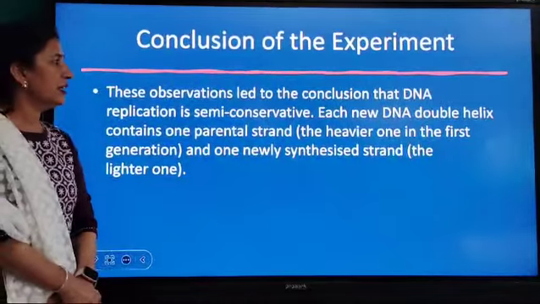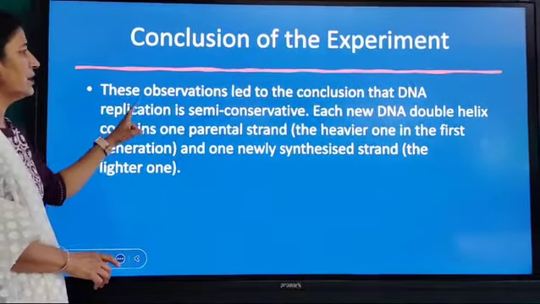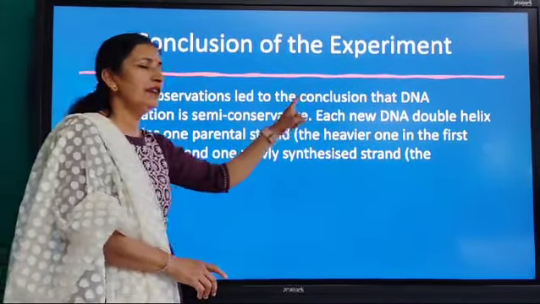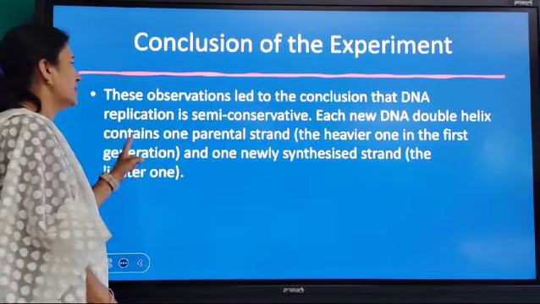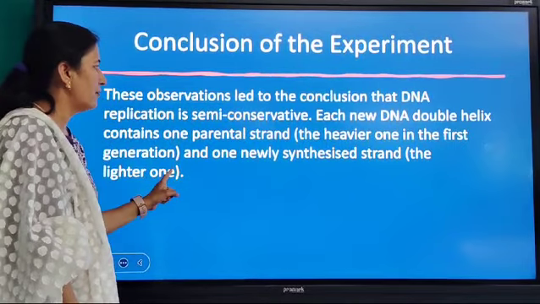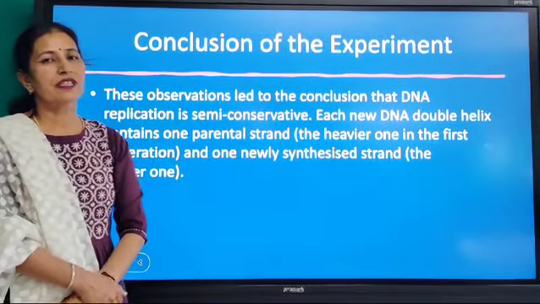From this, they concluded that DNA replication is semi-conservative in nature. Each new DNA double helix contains one parental strand and one newly synthesized strand.